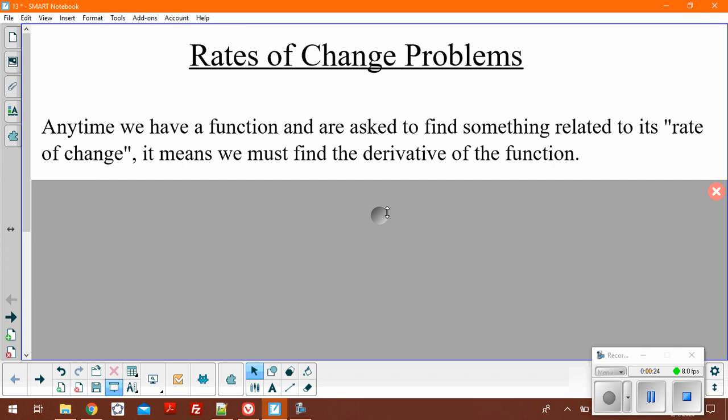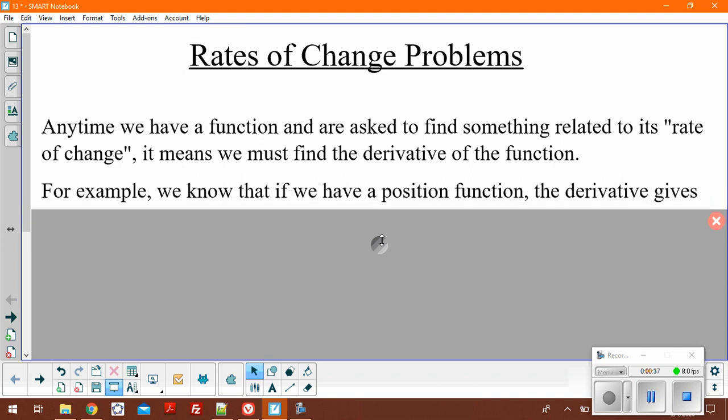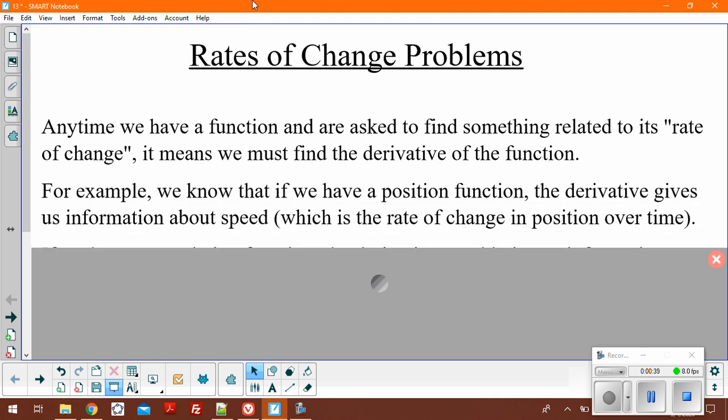change. That most likely means that you're going to want to take its derivative and then use the derivative to find out whatever information you want to know about rate of change. So for example, in the note on second derivatives, we've already talked about position and speed. If you have a position function, then the derivative gives you information about the speed of the object, which is the rate of change in the position over time.